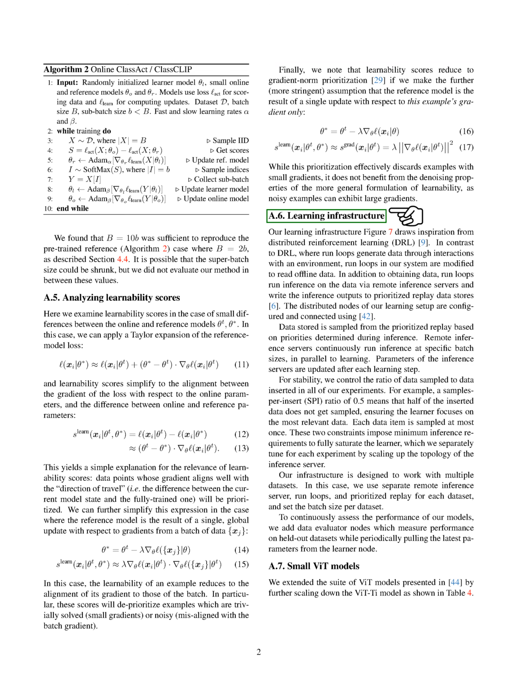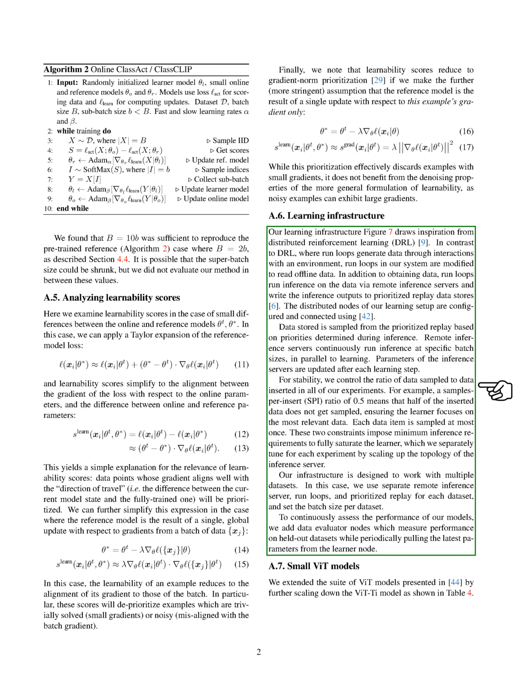Our learning infrastructure is inspired by distributed reinforcement learning. Unlike in reinforcement learning, where data is generated through interactions with an environment, our system reads offline data. The data is processed by remote inference servers and stored in prioritized replay data stores. The data is then sampled from the replay based on priorities determined during inference. The parameters of the inference servers are updated after each learning step.